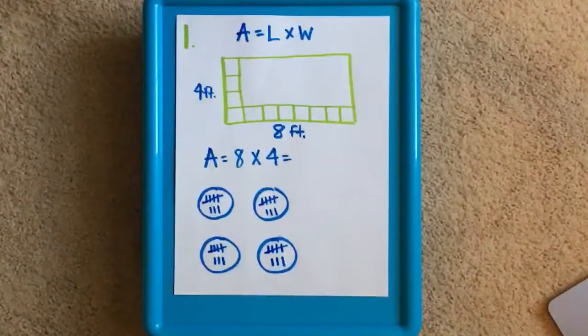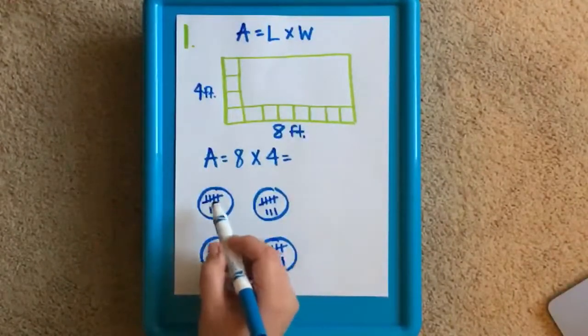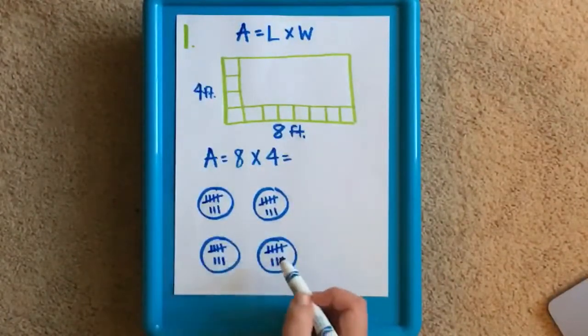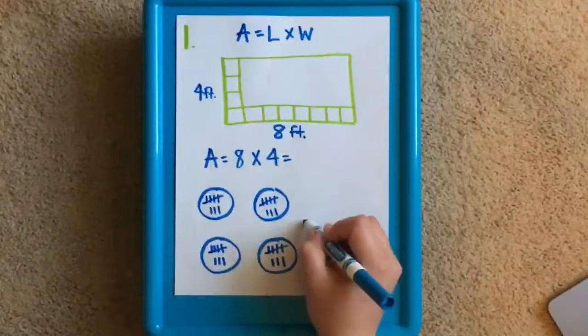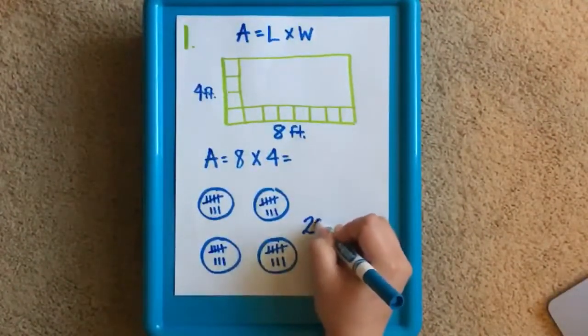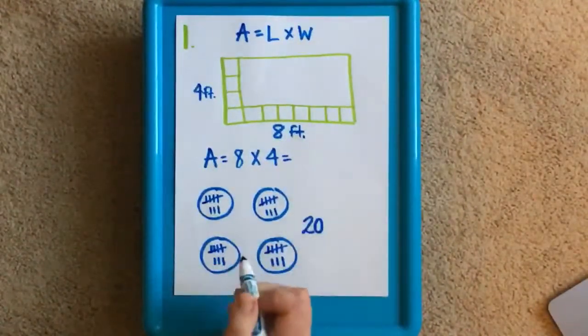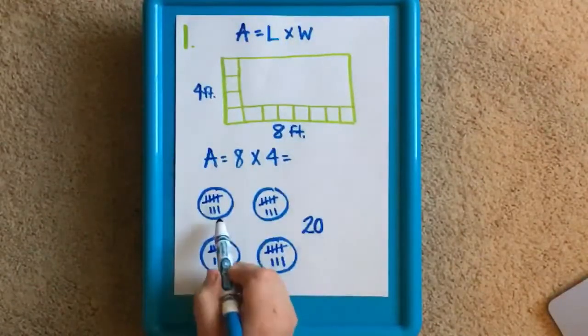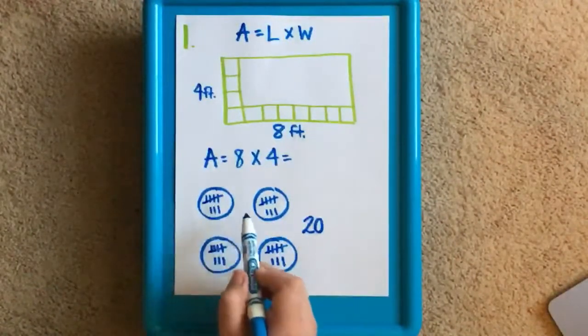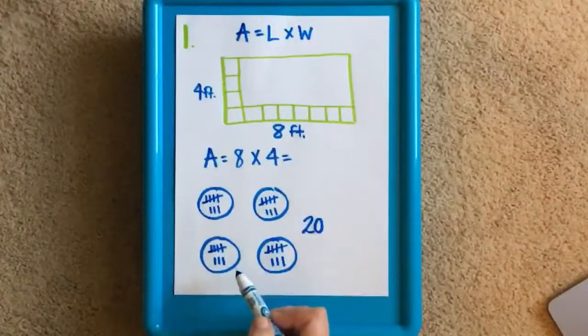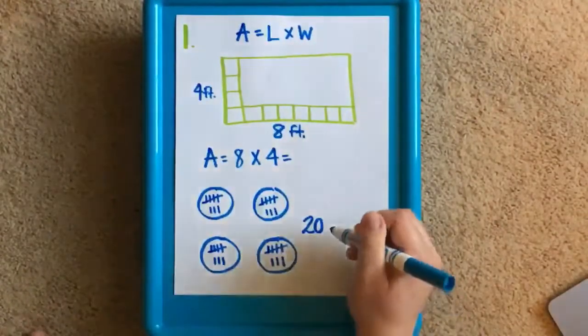So now that I have 8 in each group, I can count up all my tally marks and figure out the area. So I'm going to count my 5s first because I know how to skip count by 5 and I think that's going to be the easiest for me. So I'm going to count 5, 10, 15, 20. I'm going to write my 20 over here to the side. And then I'm going to count by my 3s because that's what's left over. 3, 6, 9, 12.